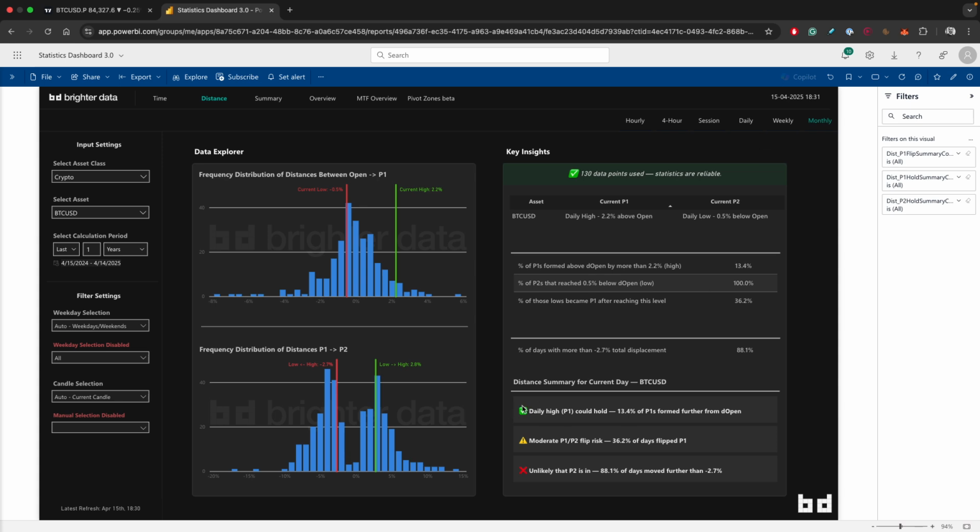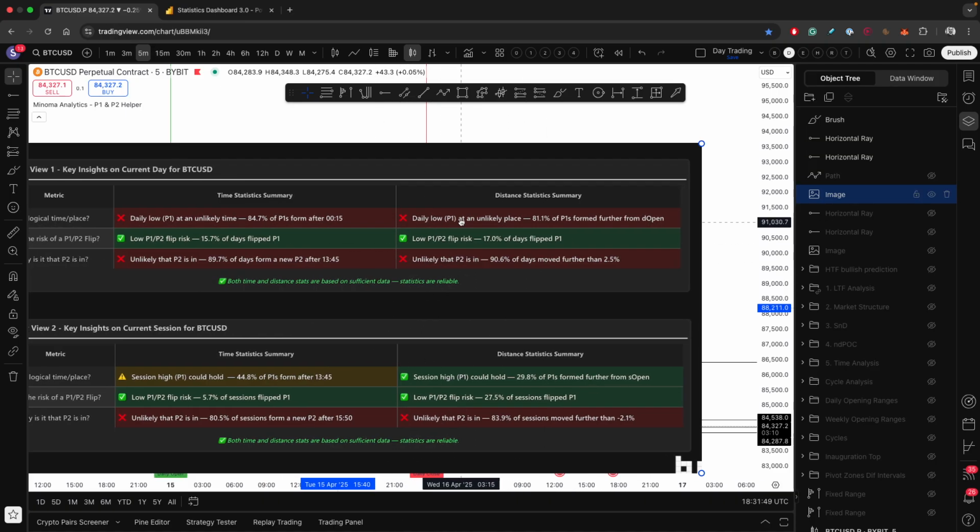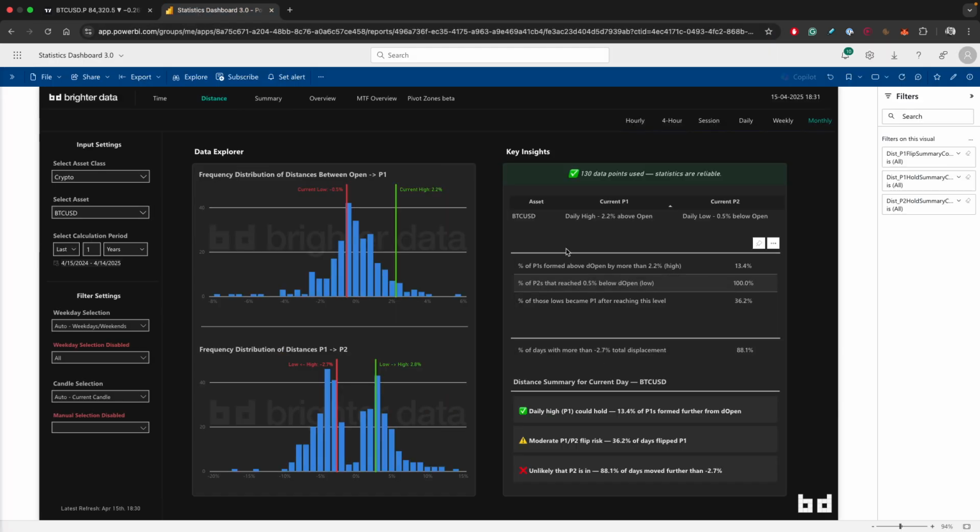But it will become very clear, because this will basically just tell you whether you're at risk or not, just like here, it's telling you, hey, it's at an unlikely place, 80% of P1s form further. So I think it will make sense. Then we go to the next one.